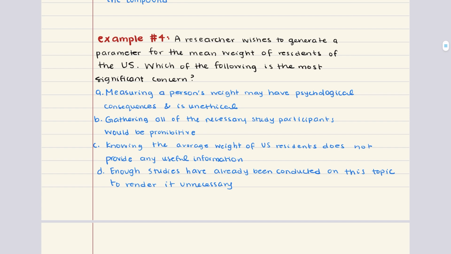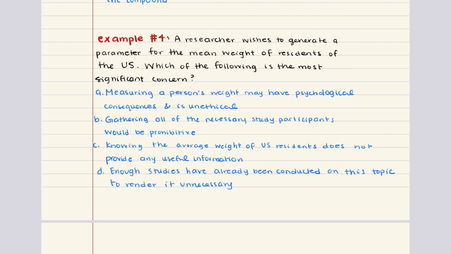Problem 4 says a researcher wishes to generate a parameter for the mean weight of residents of the US. Which of the following is the most significant concern? A says measuring a person's weight may have psychological consequences and is unethical. B says gathering all of the necessary study participants would be prohibitive. C says knowing the average weight of US residents doesn't provide any useful information. And D says enough studies have already been conducted on this topic to render it unnecessary.